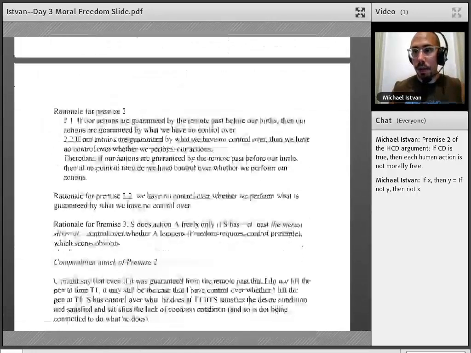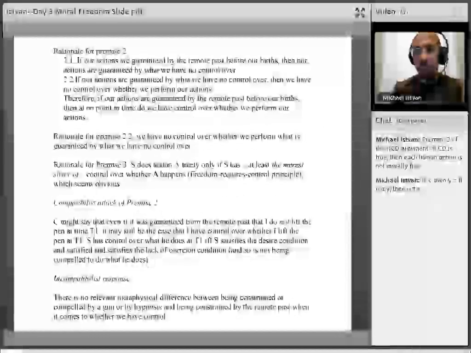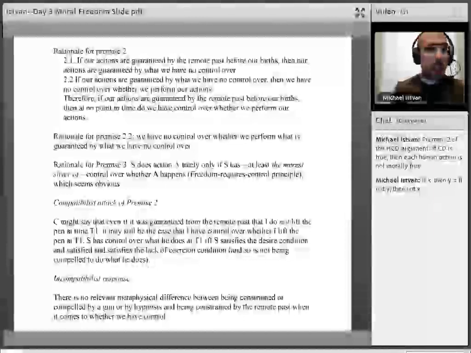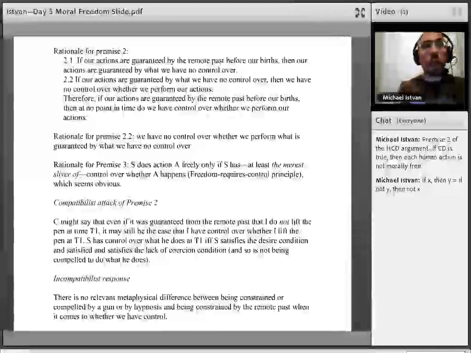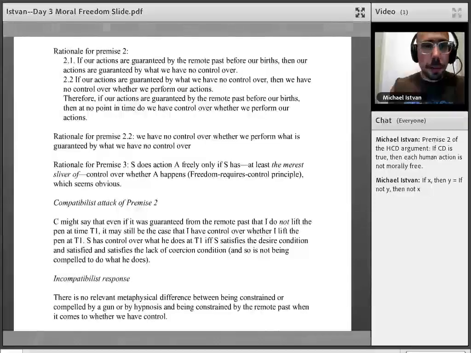All right, so let's go down. Let's look at the rationale for each of these premises. That's how it goes. We know the rationale for premise 1, obvious, barring the time travel scenarios. Now, what about the rationale for premise 2? It's pretty hard to deny, right? If our actions are guaranteed by the remote past before we were born, then we don't have any control over whether we perform our actions.